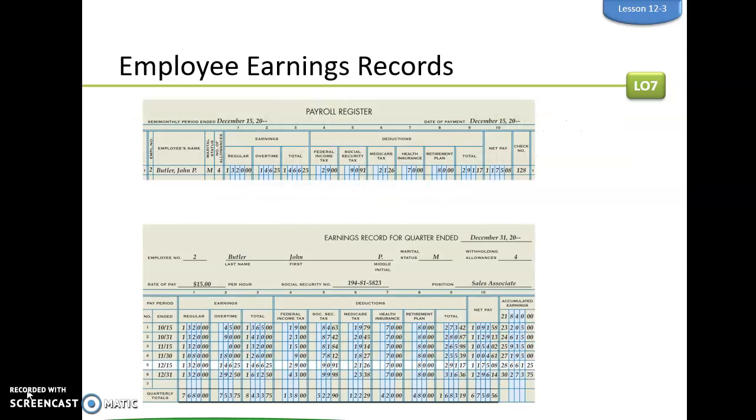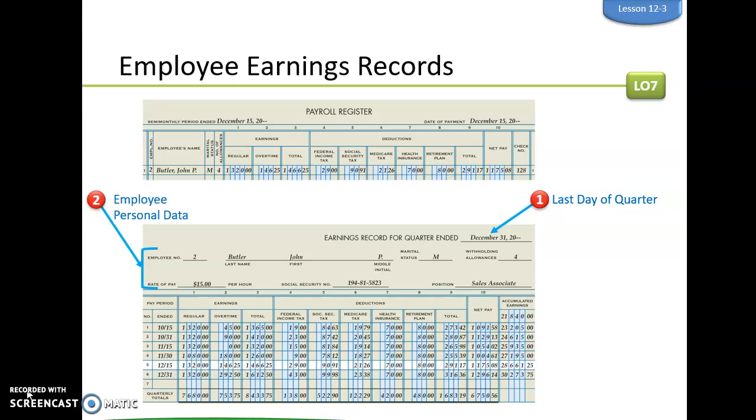I think in this next screen it's going to show John Butler's earnings record for the fourth quarter. Yep, fourth quarter, so it's October through December. So let's talk about how we prepare this. The earnings record is for the quarter ended December 31st. That would be the fourth quarter.